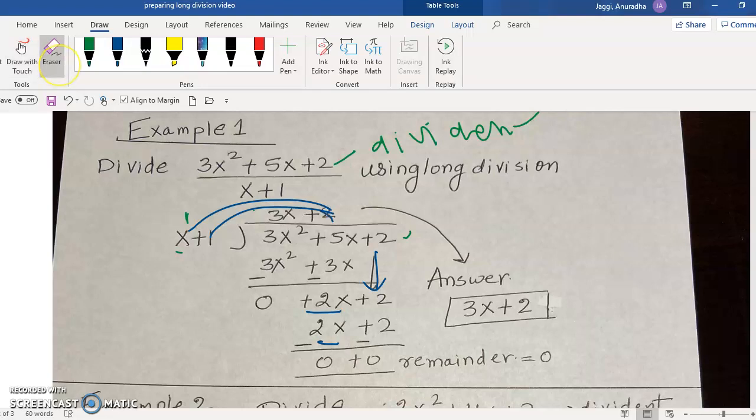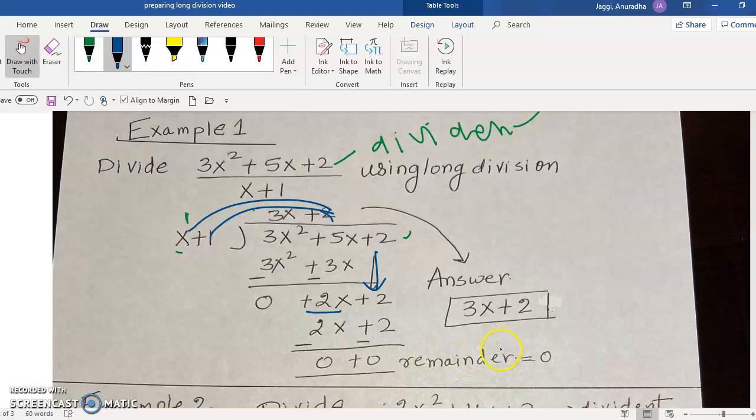Again we are going to do the subtraction. So this is a positive 2x, it becomes a negative 2x, and this is a positive 2, and it becomes a negative 2. So 2x minus 2x becomes a 0, and 2 minus 2 becomes a 0. So our remainder is 0.